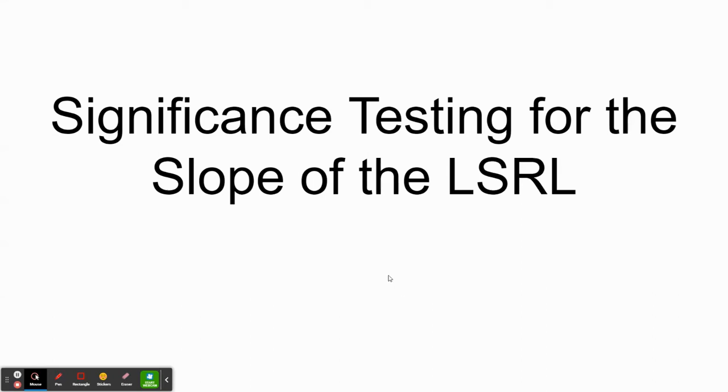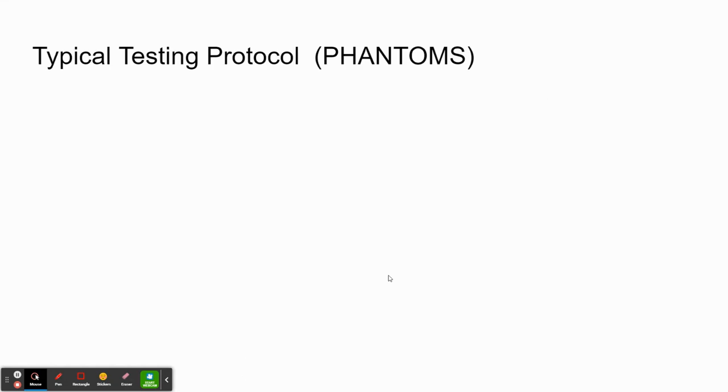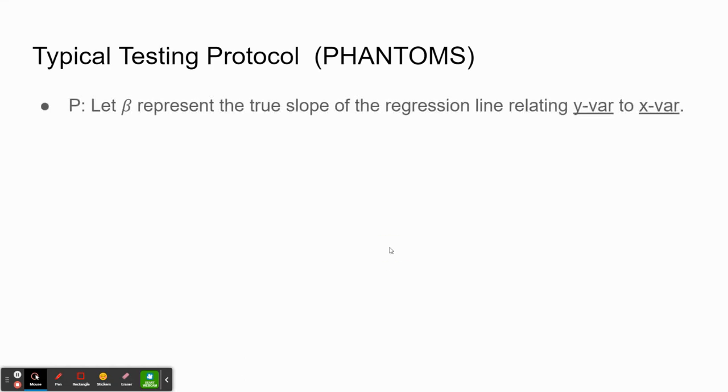Hello, statisticians. Now we're going to look at the significance testing for the slope of the least squares regression line. So we're going to use our typical testing protocol for that. And the parameter is going to be beta. So we use the Greek letter beta to represent the population slope of this least squares regression line.